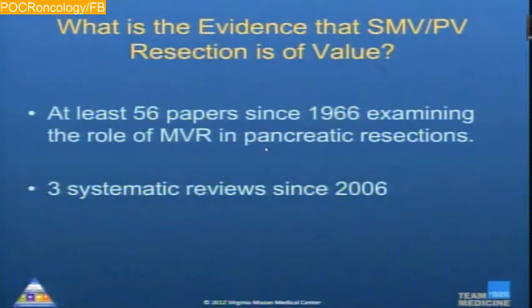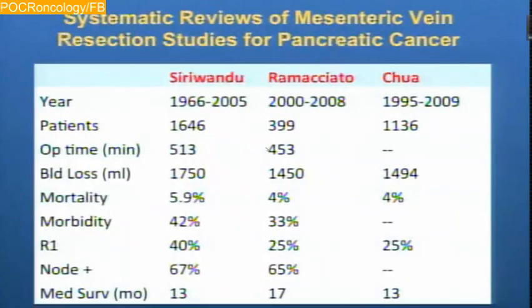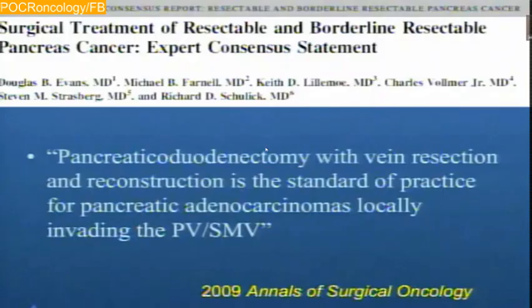In terms of vein resections, we have three systematic reviews. All of them showed mortality and morbidity relatively similar, slightly higher, compared to a standard Whipple operation, but again, you're dealing with a bad disease to start with. In terms of R0 resection, up to one-third to 40% of these patients had positive margins. Again, survival is slightly better than metastatic disease, but less than optimal compared to when they get a standard Whipple for resectable disease with adjuvant treatment.